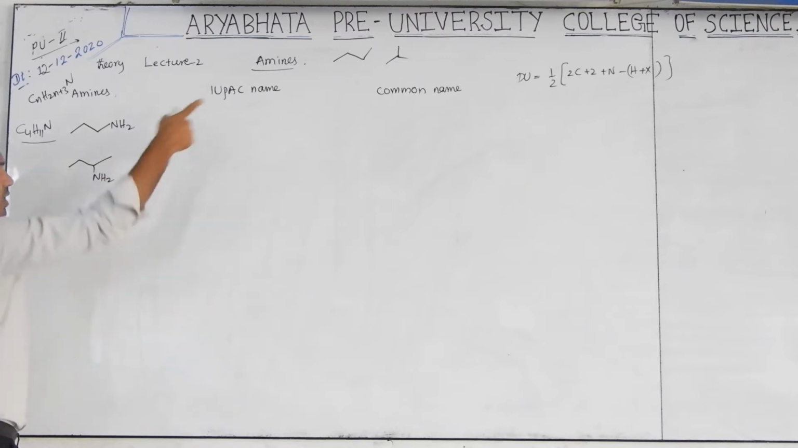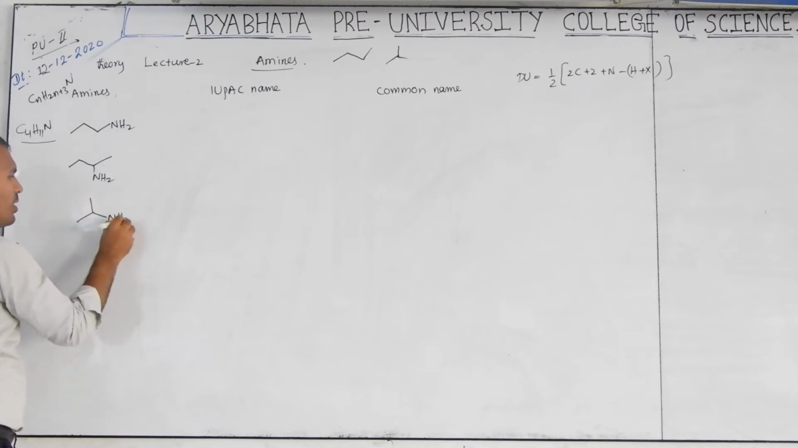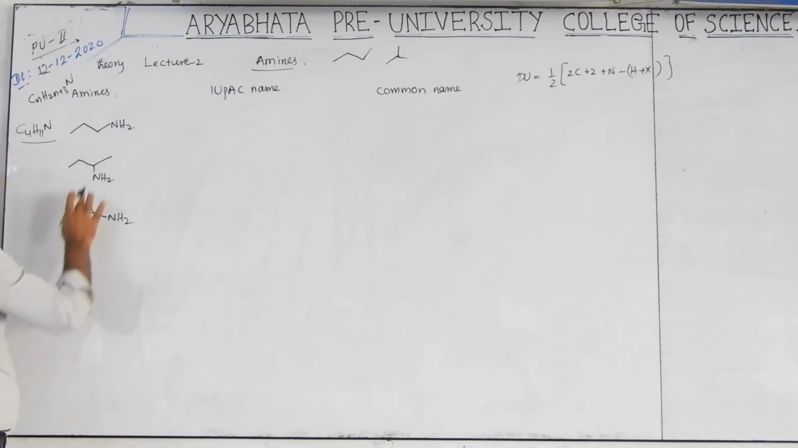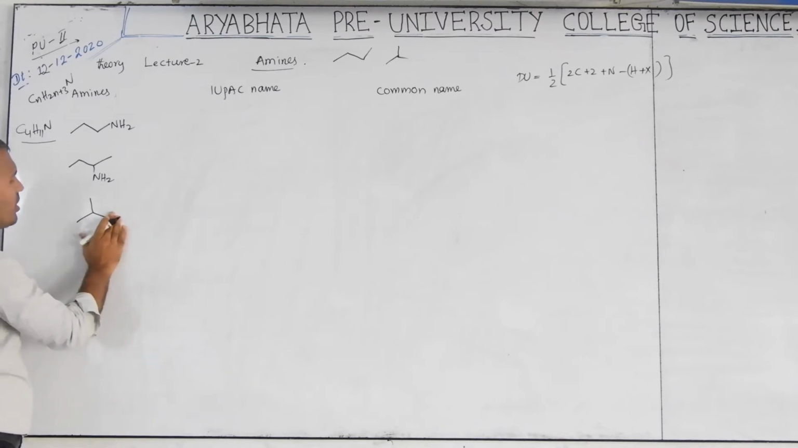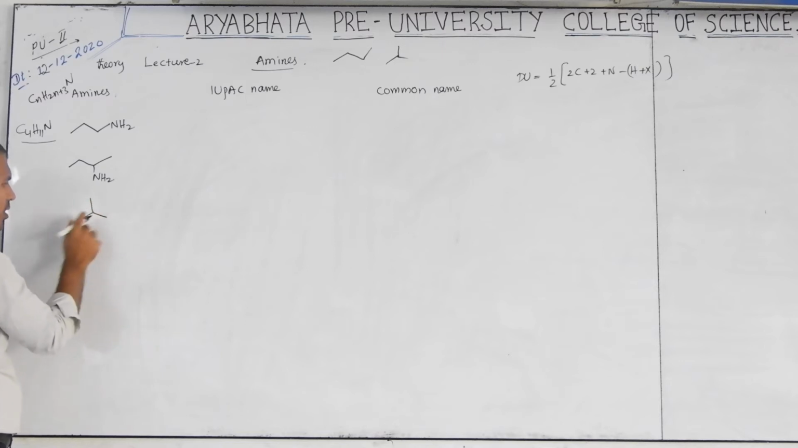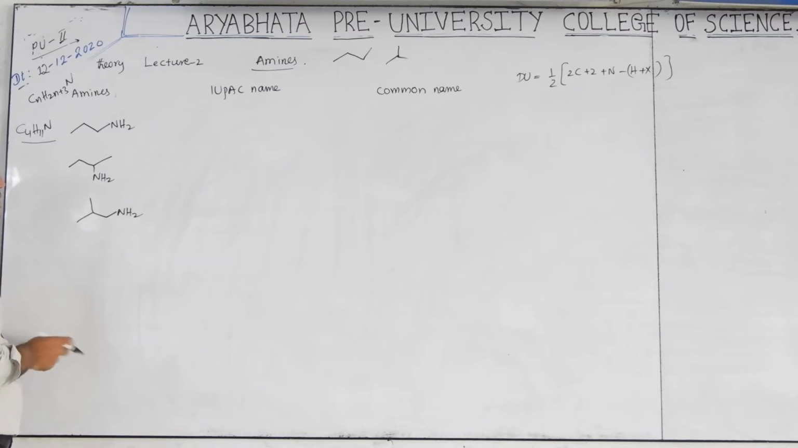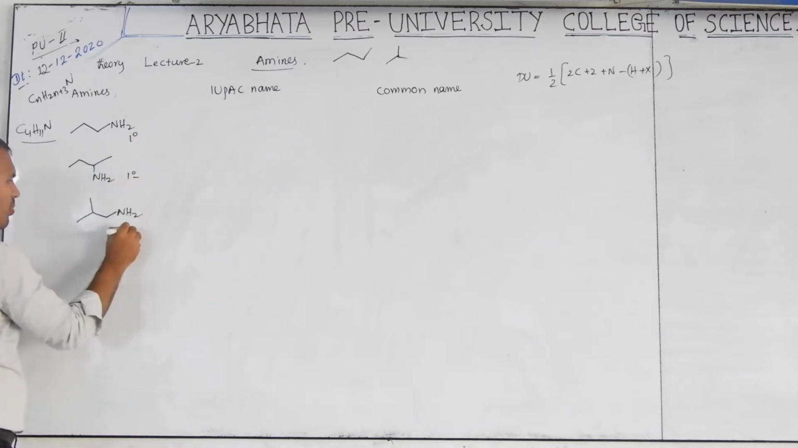Next, I am taking the second molecule, NH2. Getting the concept? Now these are all primary amines. The number of carbons is the same here, just 4: 1, 2, 3, 4. This is correct. Then primary amine, primary amine, primary amine.